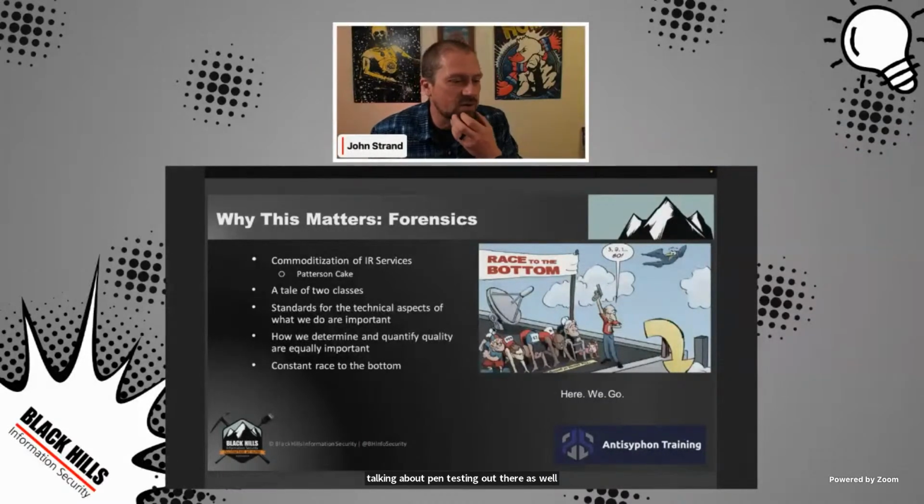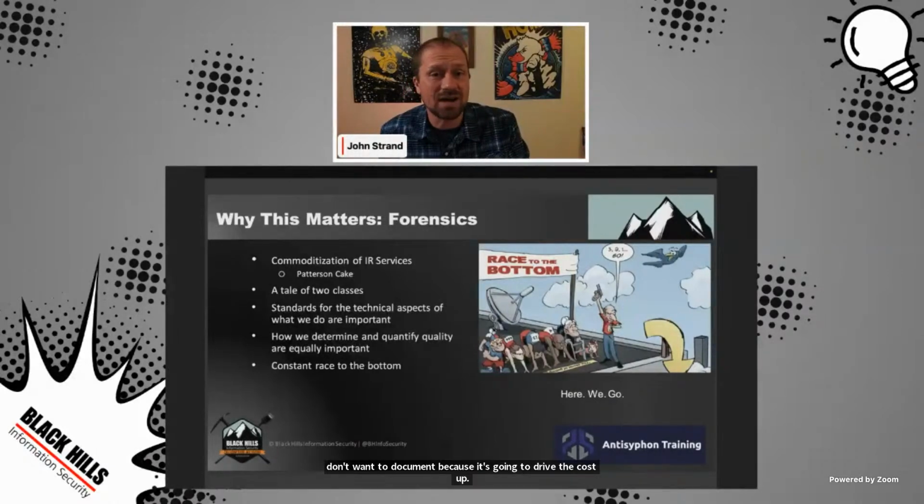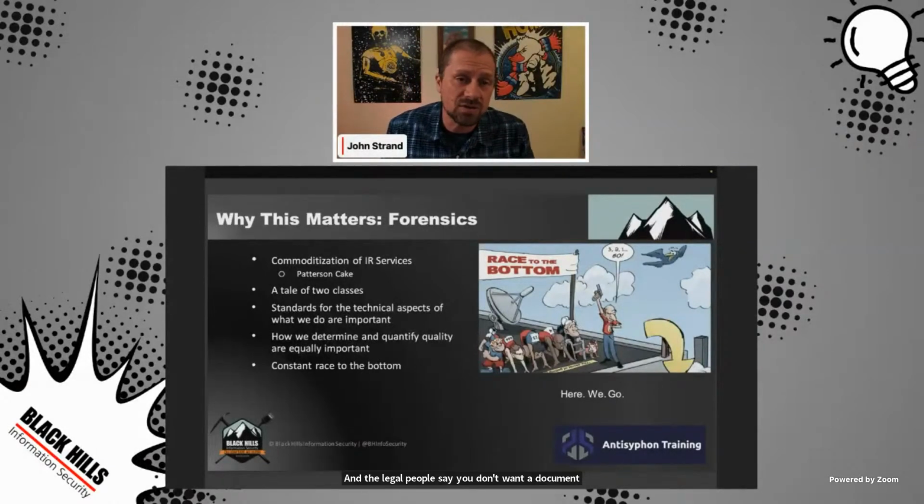Rayner said, brave of you to think that emergency IR services write reports. I've seen more than a handful of situations where IR services were directed by client legal or insurance to not commit things in writing. Look, I get their reasoning for it, right? You don't want to document because it's going to drive the cost up. And the legal people say you don't want to document because you're going to give the opposing attorneys more ammunition. And even though I can understand those reasons, can't we at least say that that seems like a garbage answer to me? And we need to strive to do better.